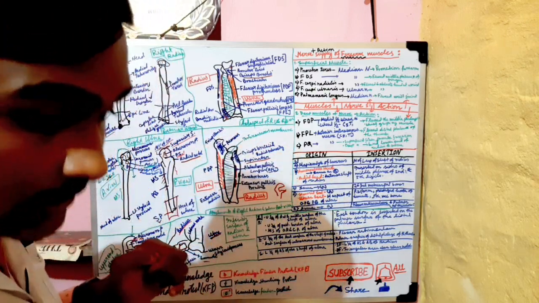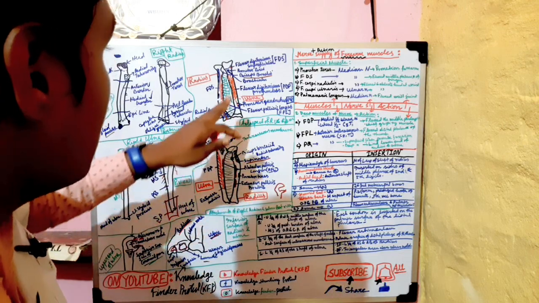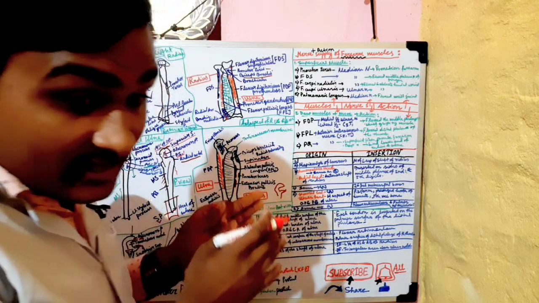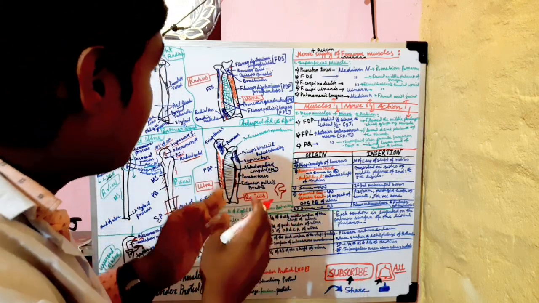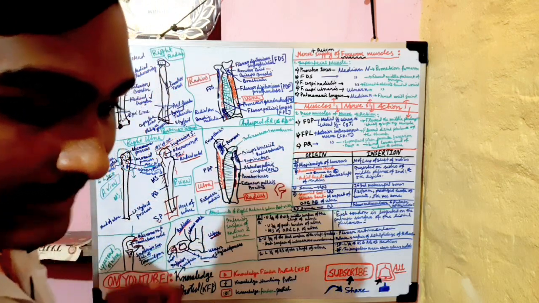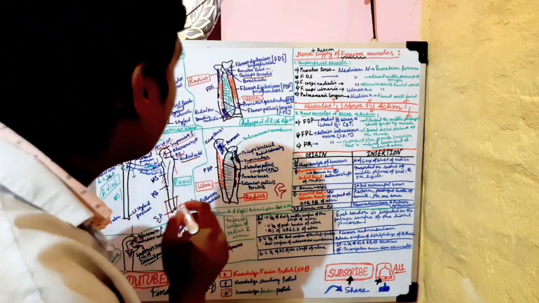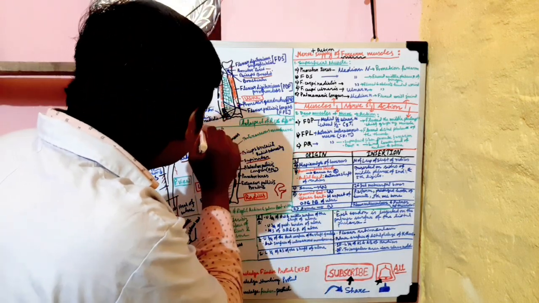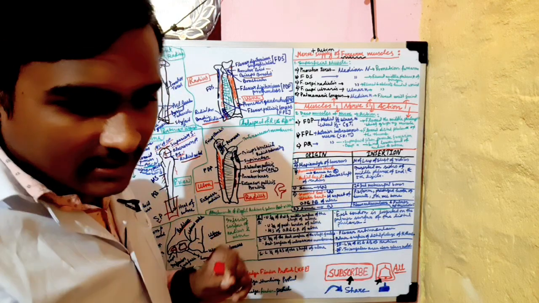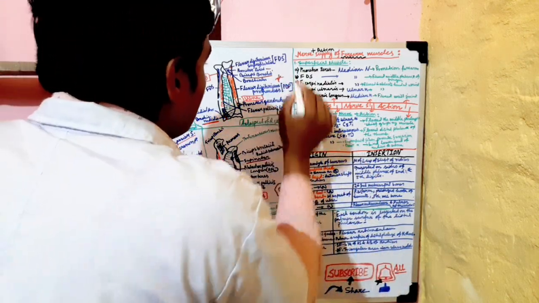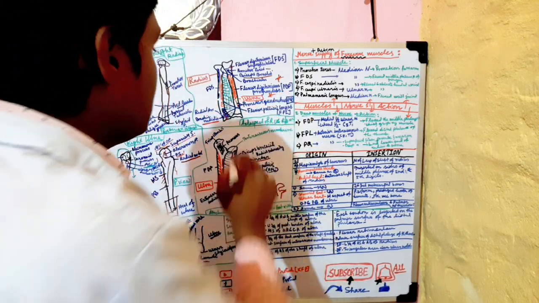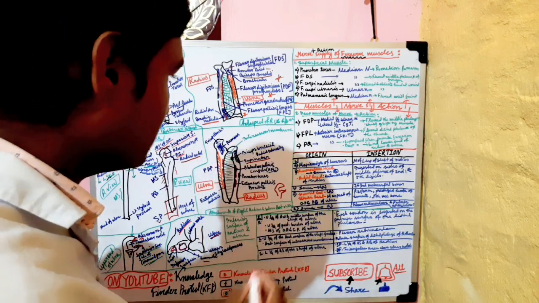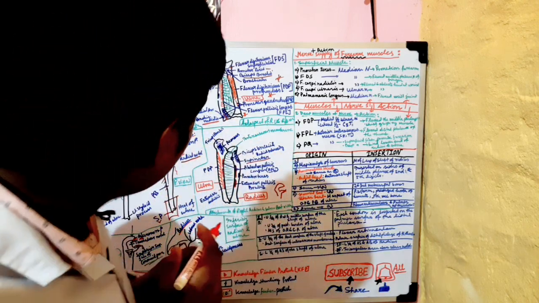Where is the pronator teres? You can see the pronator teres here. It is inserted into the upper part of the lateral surface of the radius. The brachioradialis is just above the styloid process. Most importantly, the flexor digitorum profundus, pronator quadratus, flexor pollicis longus, and flexor carpi radialis are attached here. You can see the attachments of all the muscles.